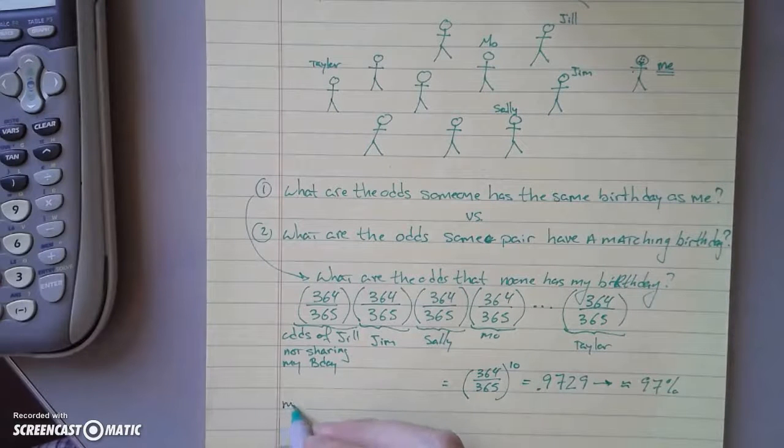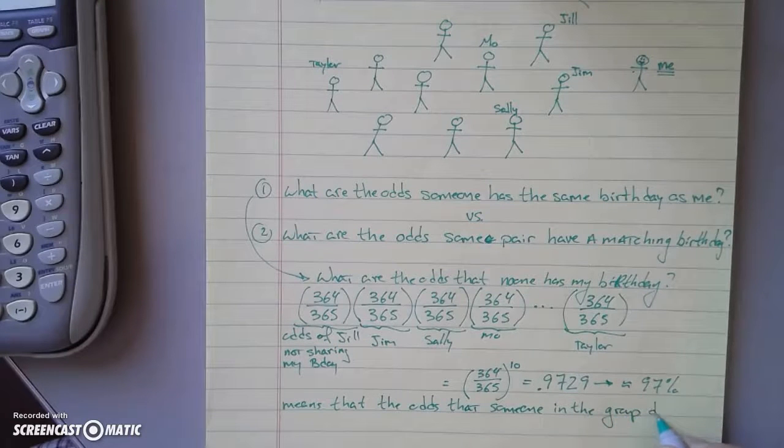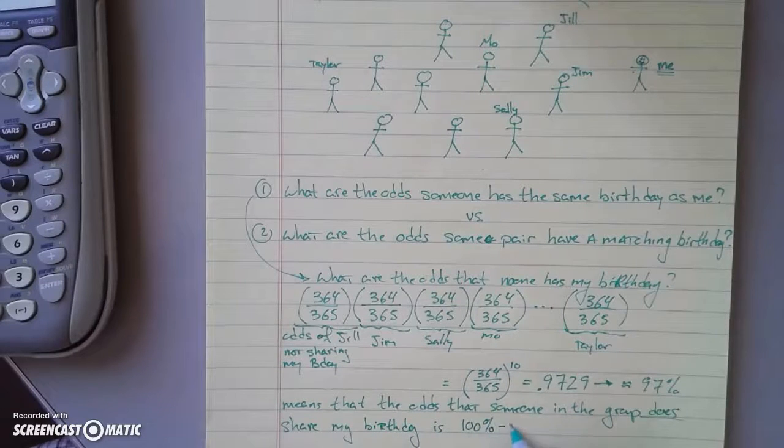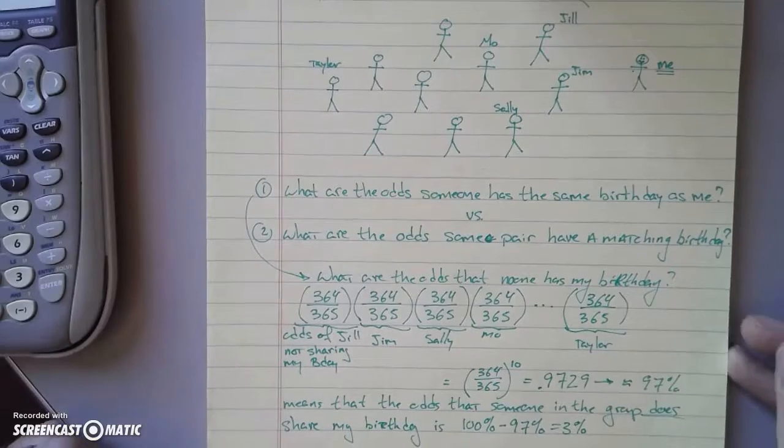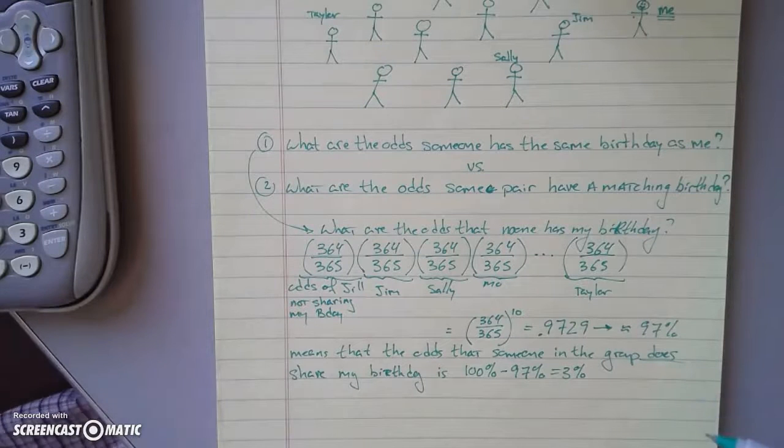So this means that the odds that someone in this group does share my birthday is 100% minus 97%, or 3%. So about 3% of the time, if I ask 10 people, is your birthday my birthday, I would find somebody that matches. This is not surprising.